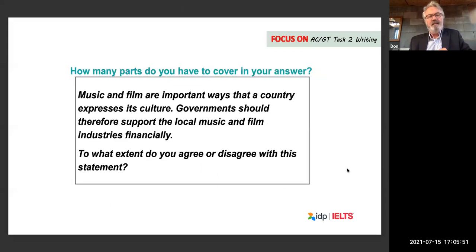Look at this task as an example. We begin with a statement. Music and film are important ways that a country expresses its culture.